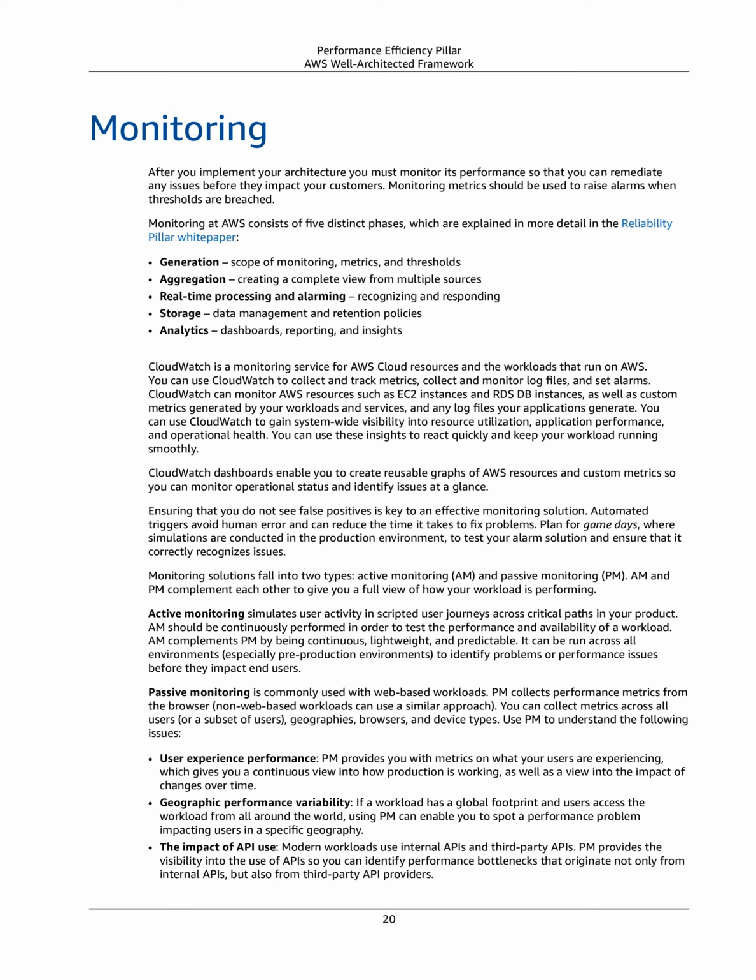AM and PM complement each other to give you a full view of how your workload is performing. Active monitoring simulates user activity and scripted user journeys across critical paths in your product. AM should be continuously performed in order to test the performance and availability of a workload. AM complements PM by being continuous, lightweight, and predictable. It can be run across all environments, especially pre-production environments, to identify problems or performance issues before they impact end users.